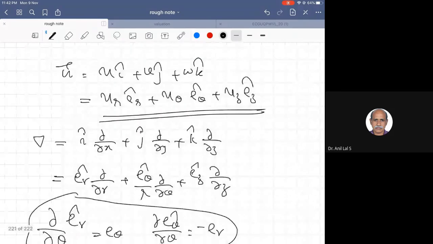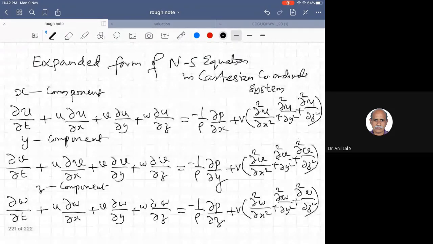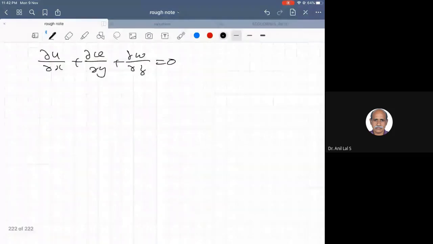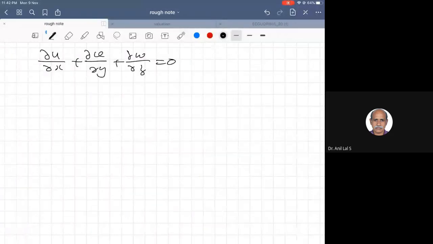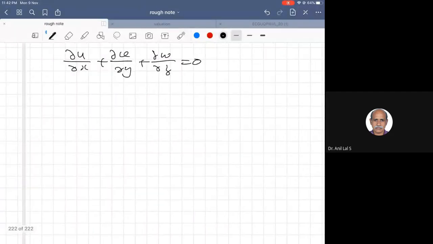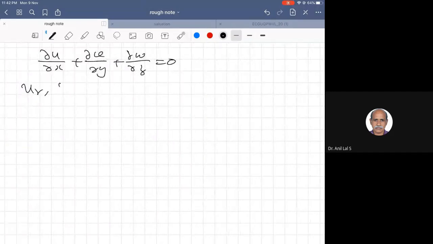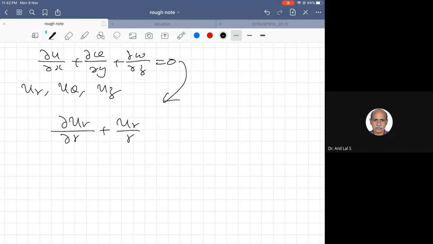So this is the momentum equation, the expanded form of the Navier-Stokes equation for the Cartesian coordinate system. Similarly, for the polar coordinate system, we have the velocity components u r, u theta, and u z. Corresponding to this, the continuity equation is dou u r by dou r plus u r by r plus 1 by r dou u theta by dou theta plus dou u z by dou z equal to 0.